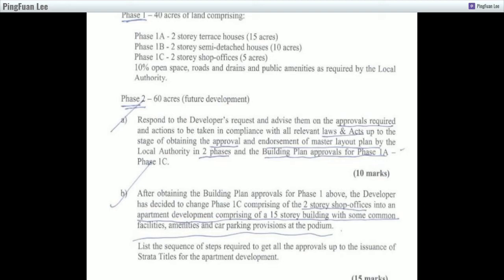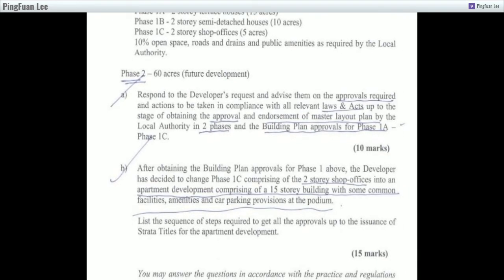As far as question A is concerned, maybe let's look into question B here. Obtaining BP approval, phase one. That means all phase one A, B, and C are already approved. They will decide to change phase one C, comprising two-story shop offices, into apartments, comprising a 15-story building with some common facilities, amenities, and car parking provision at the podium. Sequence of steps required to get approval up to the issuance of strata title for apartment development.